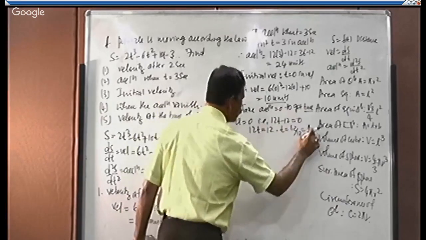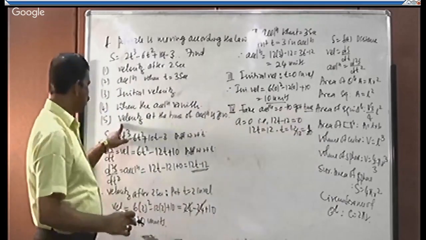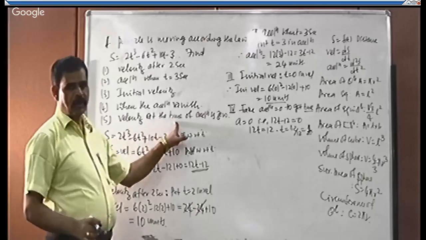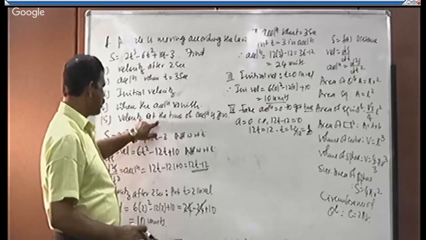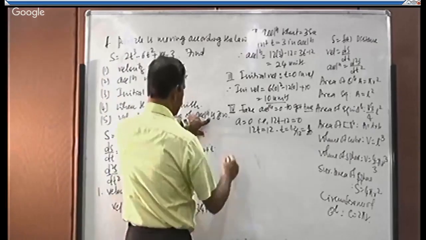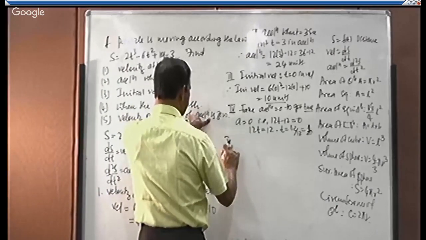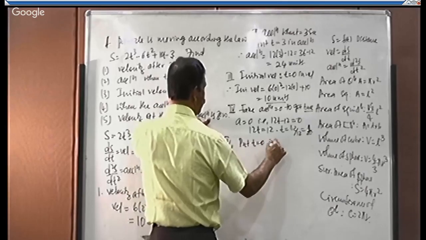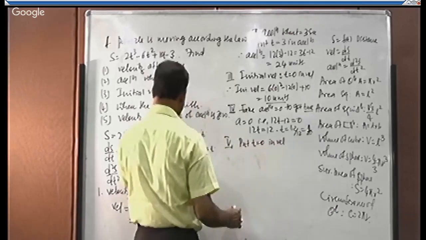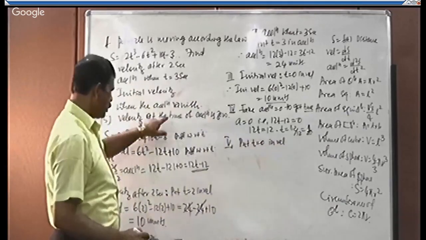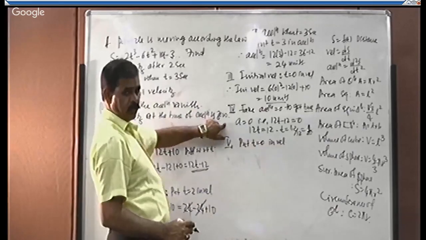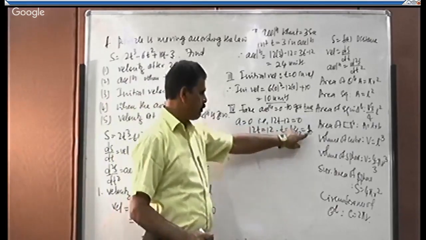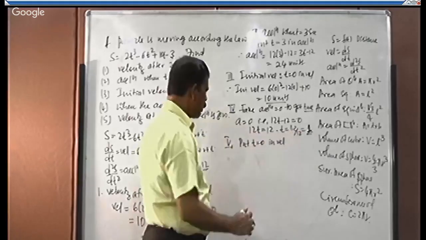When the acceleration becomes 0, what will be the velocity? That is the meaning of the last part: velocity at the time of acceleration being 0. So for the fifth one, we put t is equal to 1 in velocity. It is asked that velocity at the time when acceleration is 0, when t is equal to 1, right?